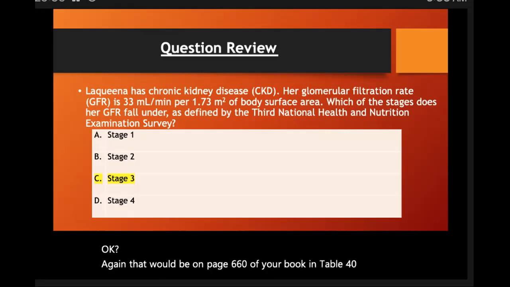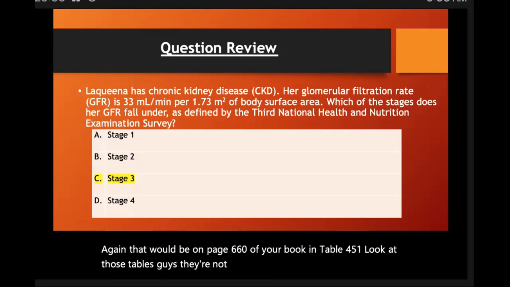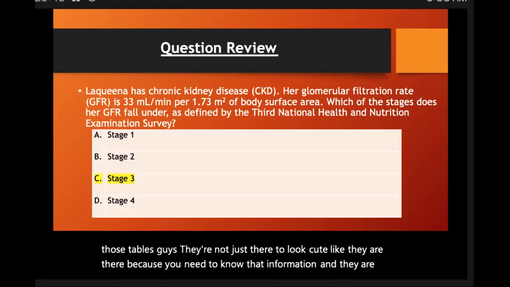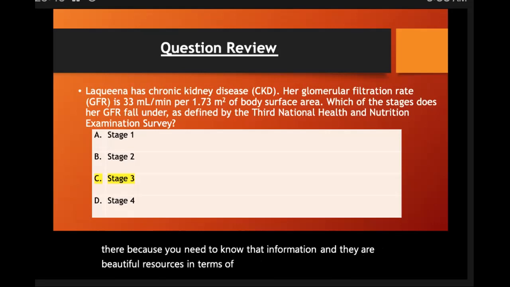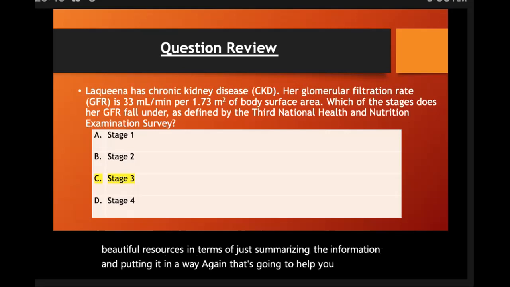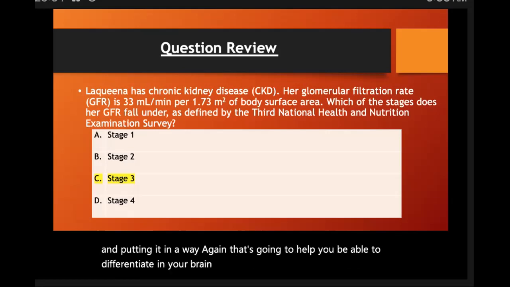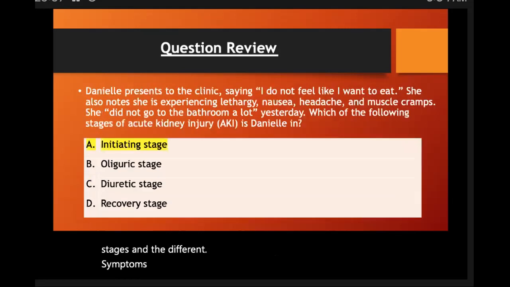Look at those tables, guys. They're not just there to look cute. They are there because you need to know that information, and they are beautiful resources for summarizing the information and putting it in a way that's going to help you differentiate it in your brain and retain the different stages and the different symptoms that present with each stage.